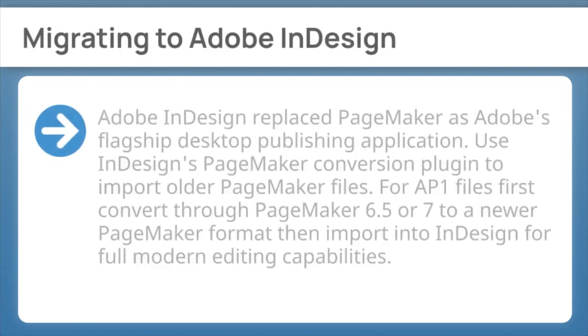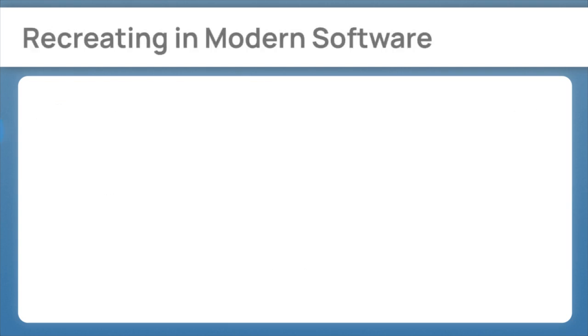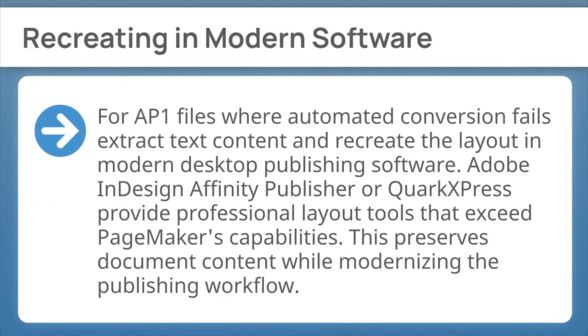Next, migrating to Adobe InDesign. Adobe InDesign replaced PageMaker as Adobe's flagship desktop publishing application. Use InDesign's PageMaker conversion plugin to import older PageMaker files. For AP1 files, first convert through PageMaker 6.5 or 7 to a newer PageMaker format, then import into InDesign for full modern editing capabilities.